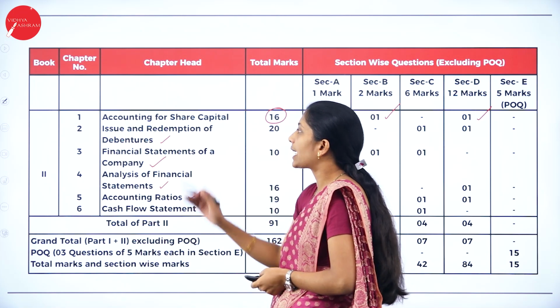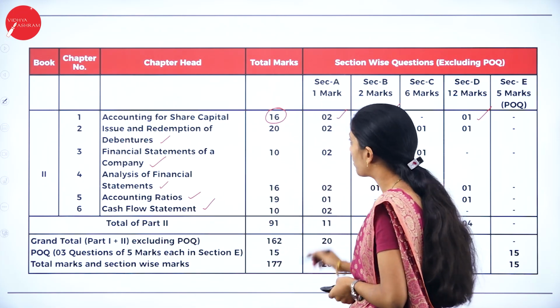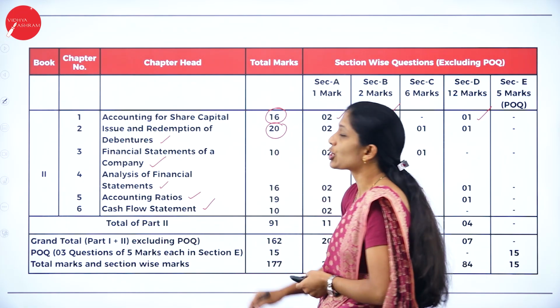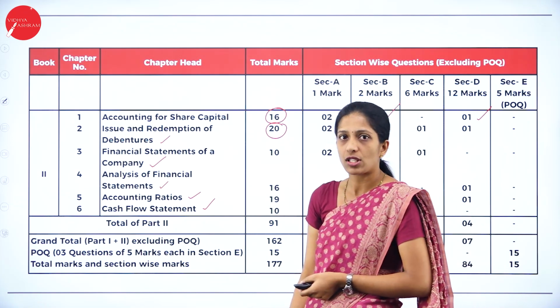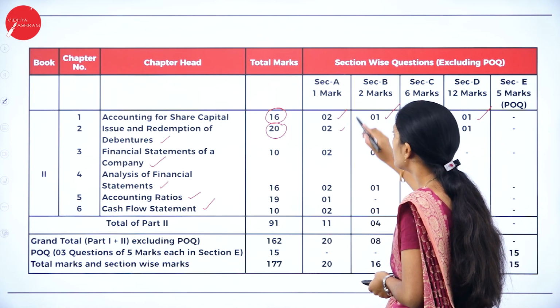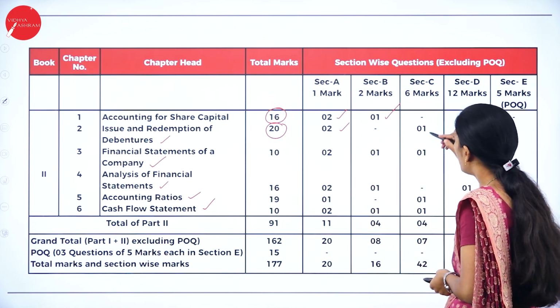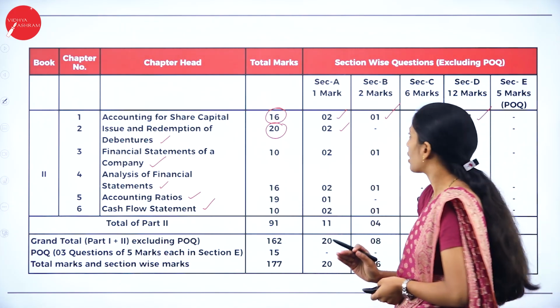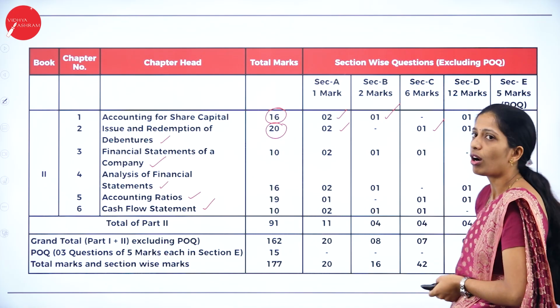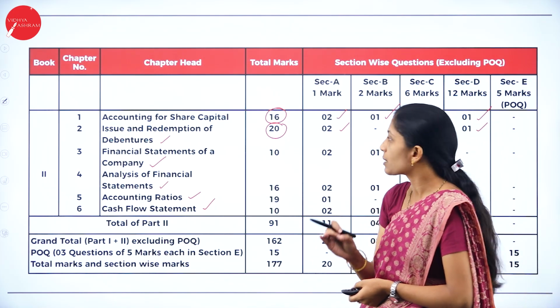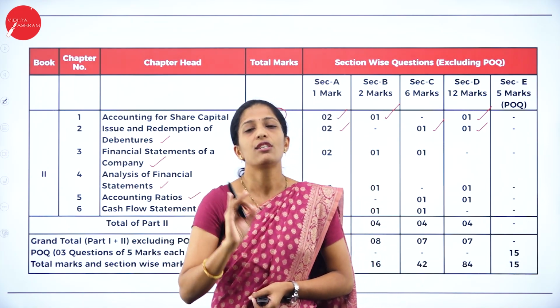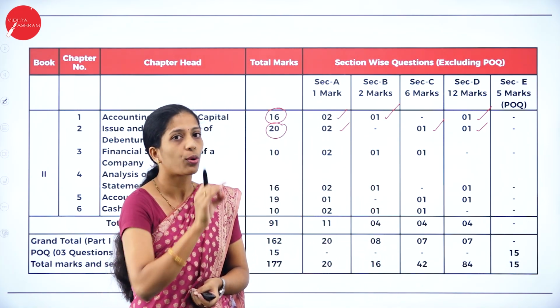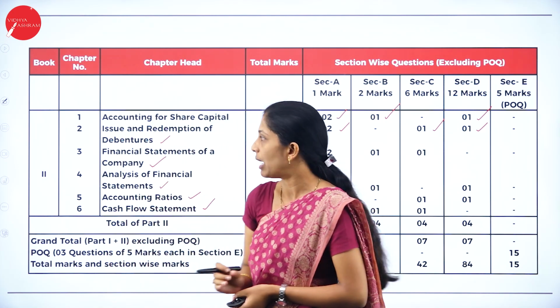The next one is the second chapter, Issue and Redemption of Debentures. The total weightage is 20 marks. Very important chapter. You can expect 2 questions of 1 mark, 1 question of 6 marks, as well as 1 question of 12 marks. So the total weightage is 20 marks.